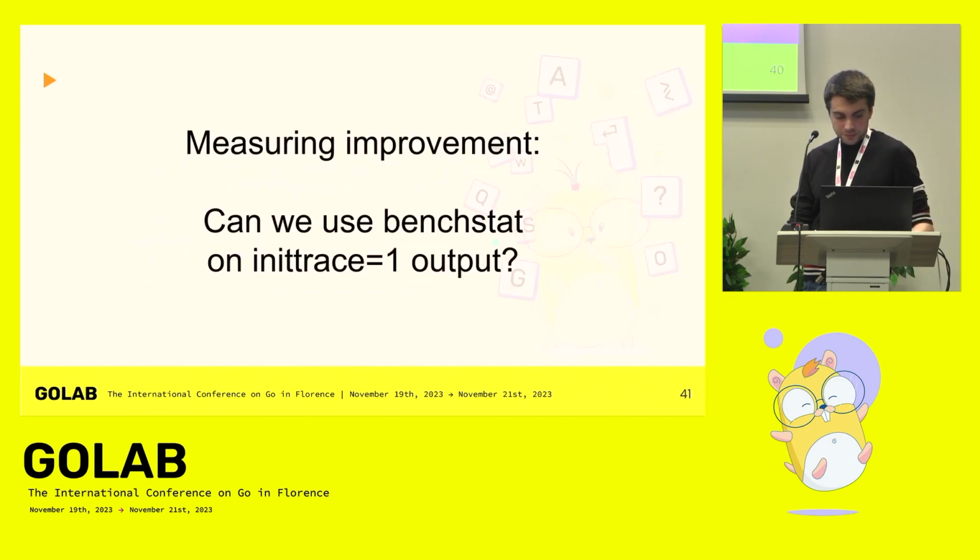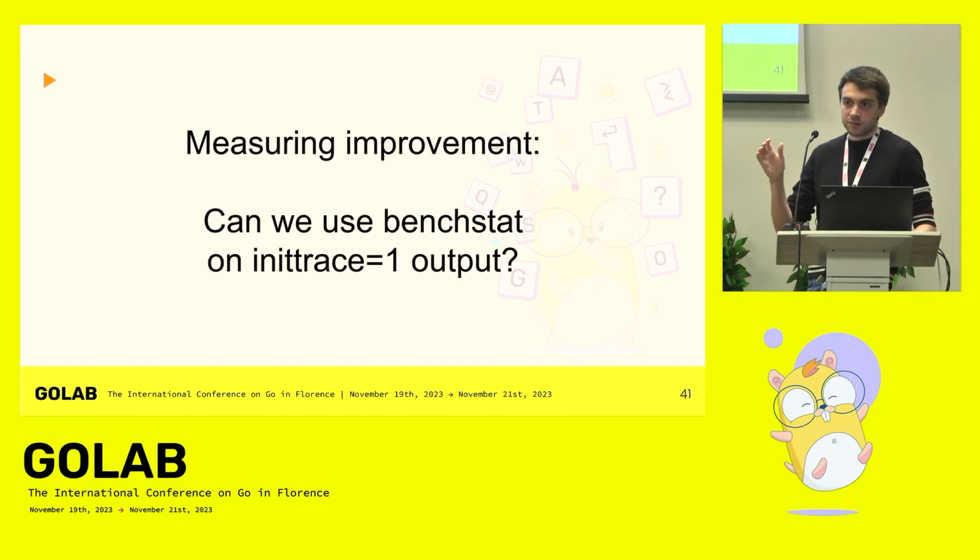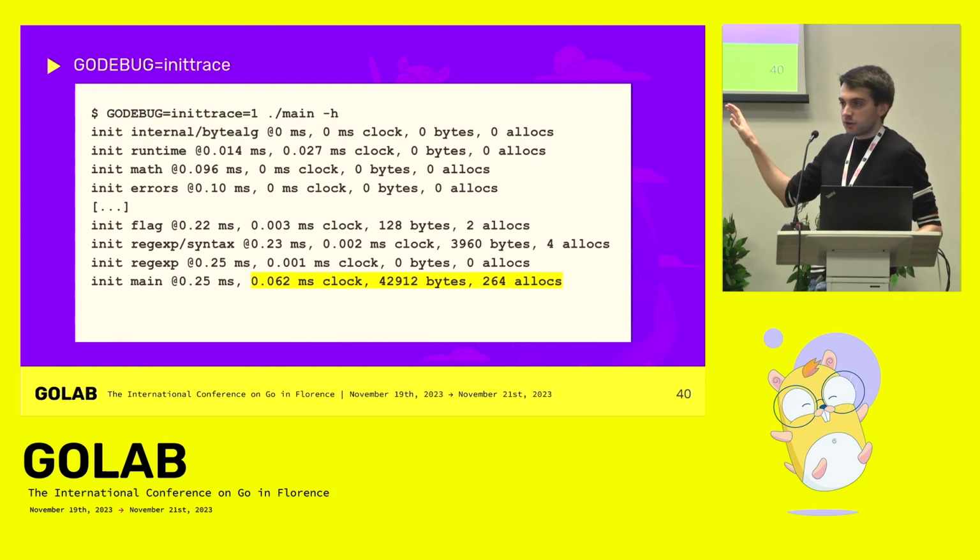Not terrible, but how would we measure this kind of improvement? Because I showed you the bench command, but the bench command is the whole thing, right? It doesn't do it per package, and it doesn't give you things like allocations, like inittrace does. We can't really use benchstat on inittrace because, as I showed you here, the output is nothing like a Go benchmark. It's a completely different format.